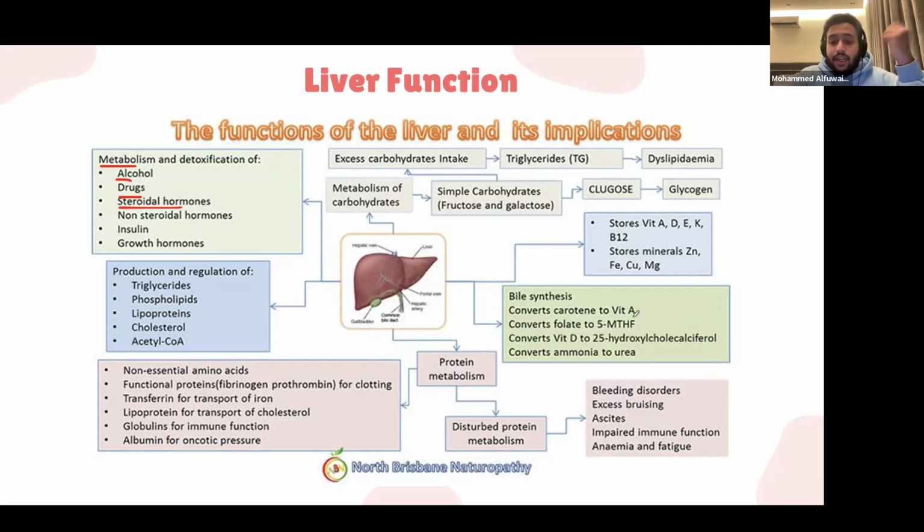Now, this is very important over here. The liver is the main site for ammonia metabolism. It converts ammonia to urea, which gets secreted in the kidney. So, in patients with liver disease, they have hyperammonemia. Which leads to what manifestation in liver disease? What can that cause?